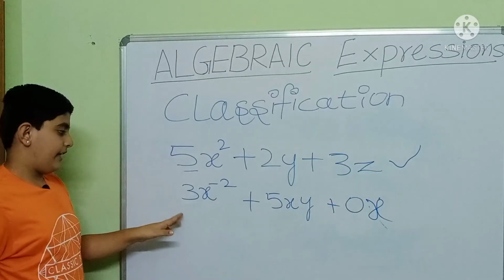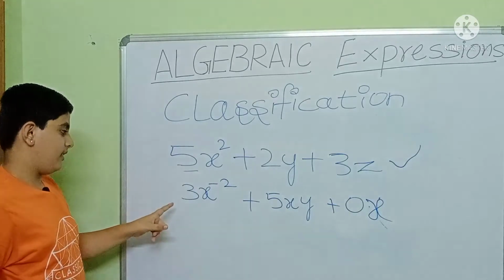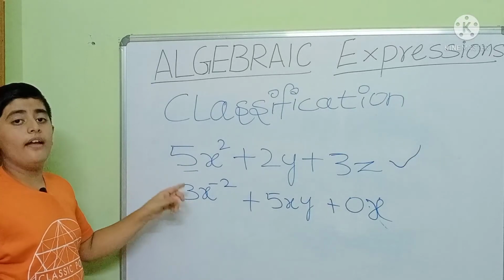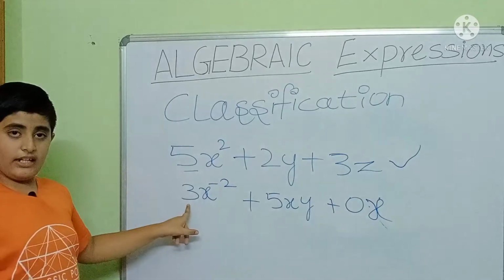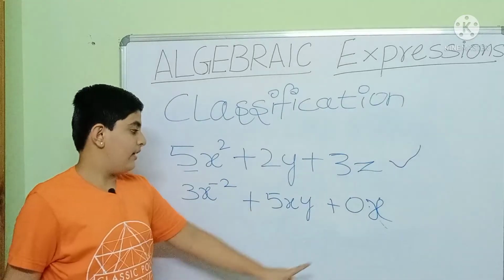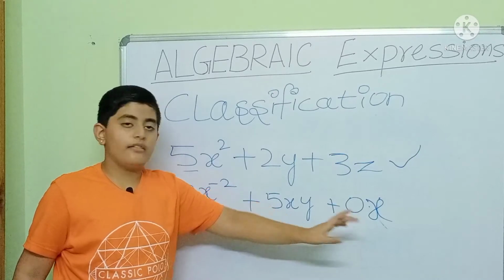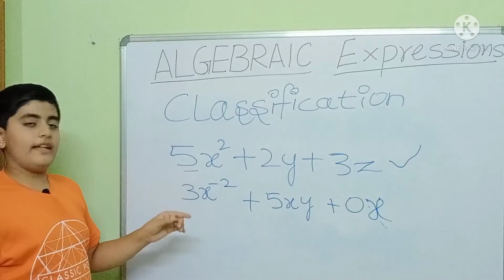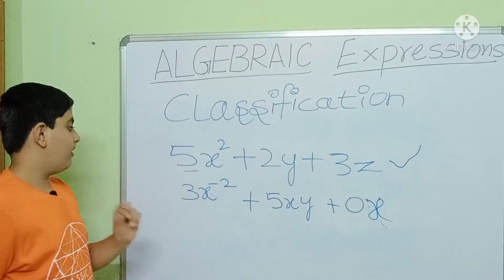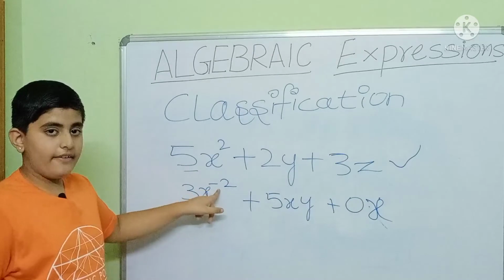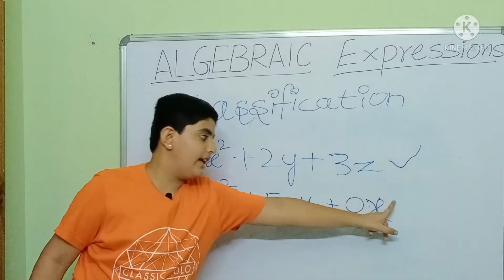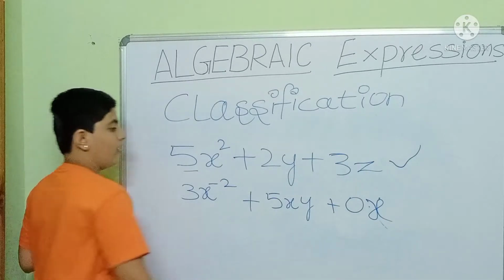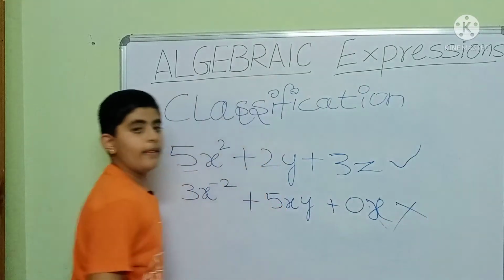So here if we see, the first law is that the coefficients should be greater than 0. It is greater than 0. It is greater than 0. It is 0. Then the first law is not agreed. Let's see the second law. The powers of the term should be positive. Here it is negative. Here it is positive and here it is positive. So the two laws are not agreed. So it cannot be a polynomial.